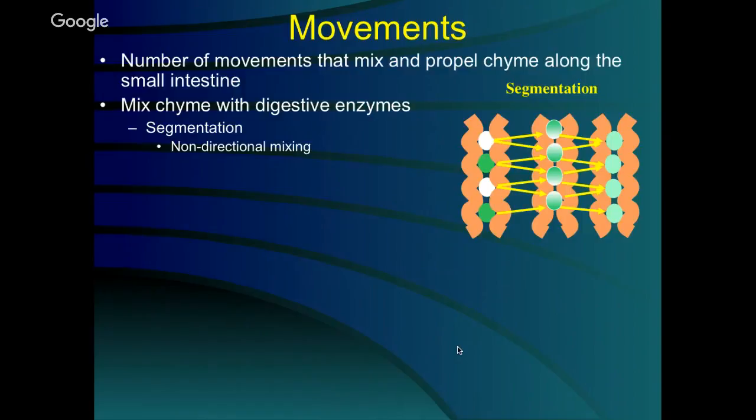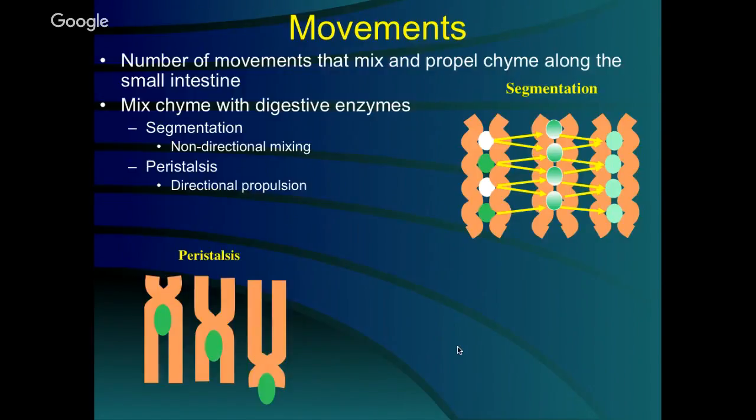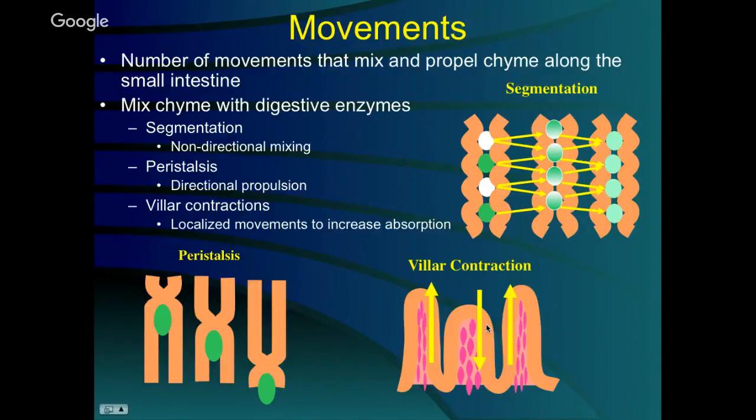It works a lot like if you took all the ingredients for chocolate chip cookies and you put them in a big Ziploc bag and then you just squeeze the bag over and over and over again until it all mixed together. That's basically how segmentation works. Peristalsis is a directional kind of contraction that actually propels the food through the tract, and it involves a wave-like contraction of the circular muscles moving through the tube at the same time as the tube is shortening to enhance the distance traveled. And then last but not least, you have villar contraction.